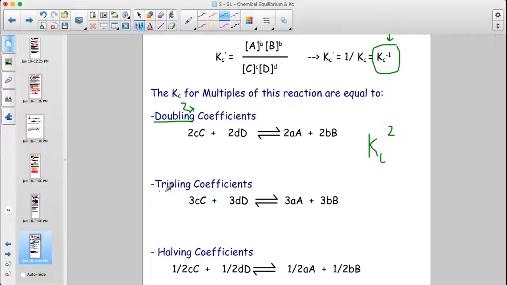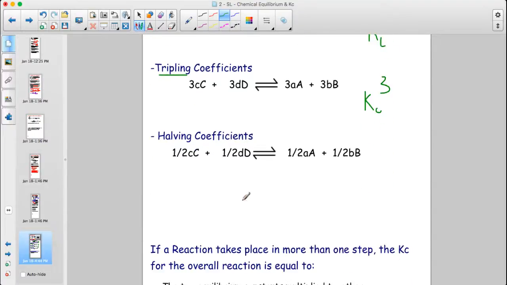So same idea, if I triple the coefficients, I would end up with Kc cubed. Whatever I do to the coefficients, I do that as an exponent to the Kc. And if I halve them, well, you could say it's raised to the half power, which is fine, but raising something to the half power is actually the same as taking the square root of it. So one way to write it would be that. The other way to write it would be this.